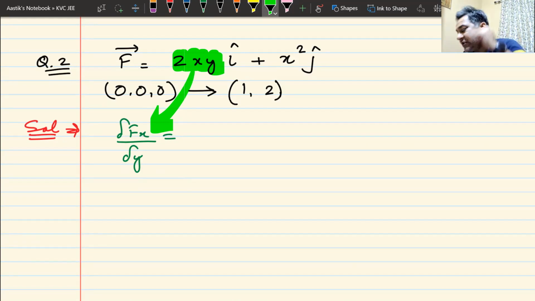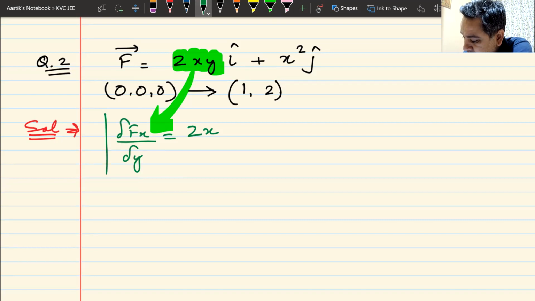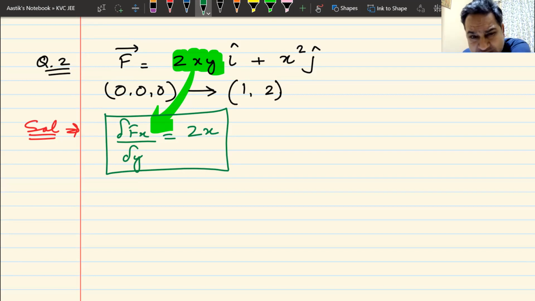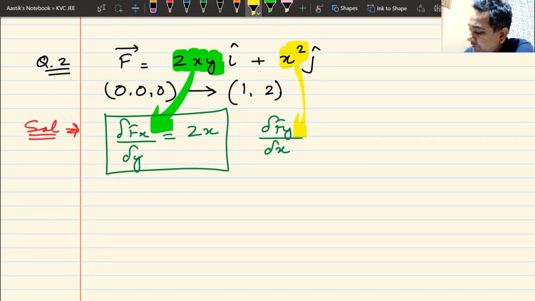What will I get if I partially differentiate 2xy with respect to y? Again, you have forgotten how to do it. You will get 2x, yes or no? If I partially differentiate 2xy with respect to y, I will get 2x. Then I need to find the partial derivative of f of y with respect to x. What will I get? The answer is, sir, I will still get 2x.